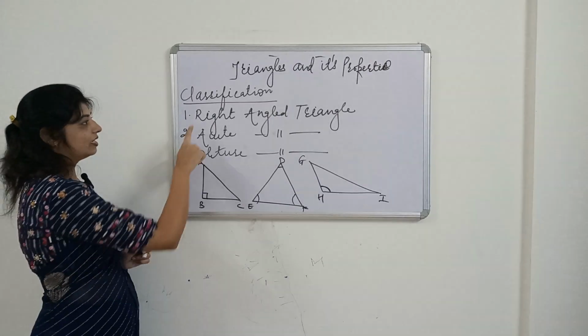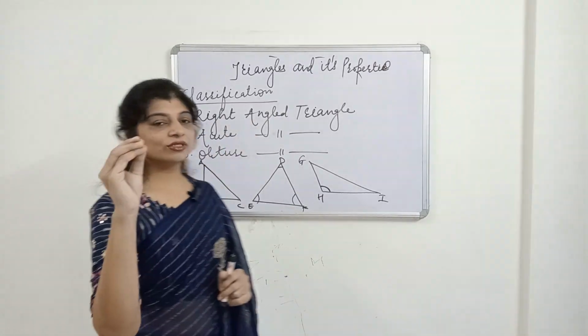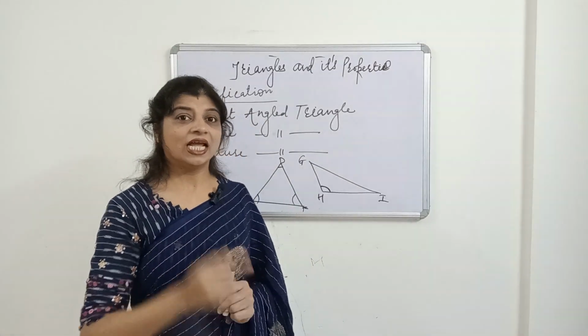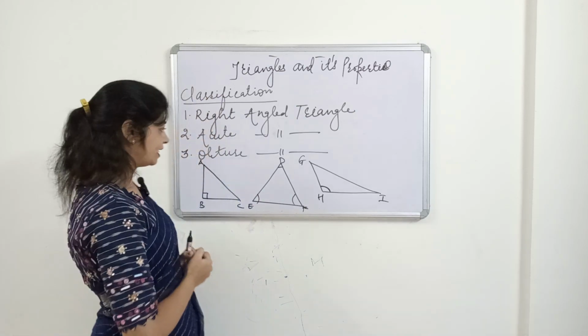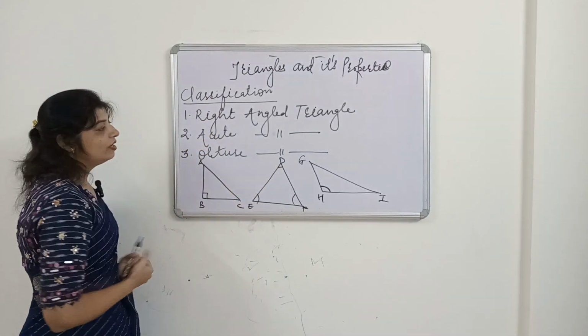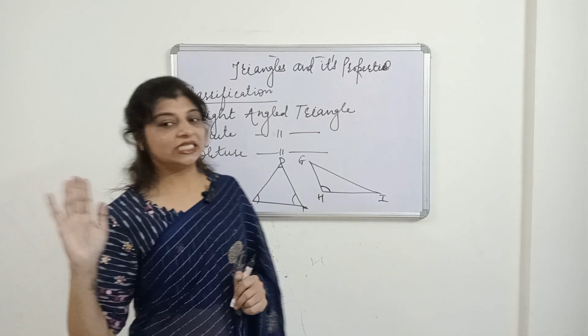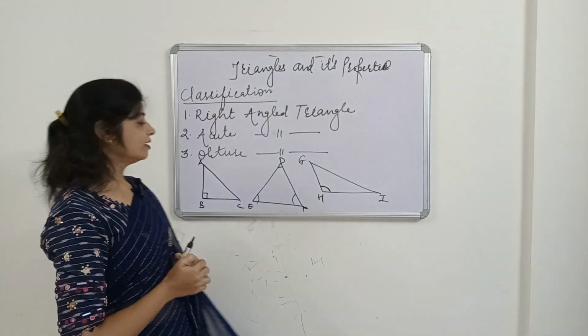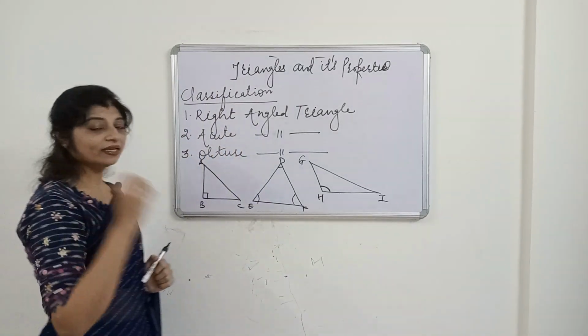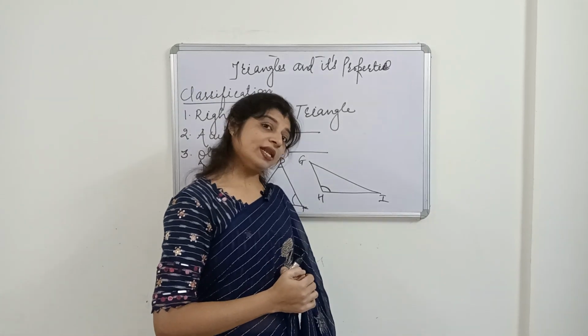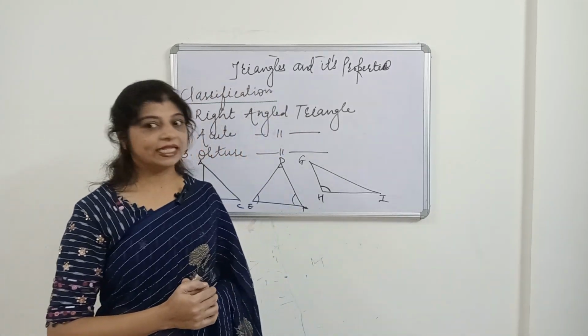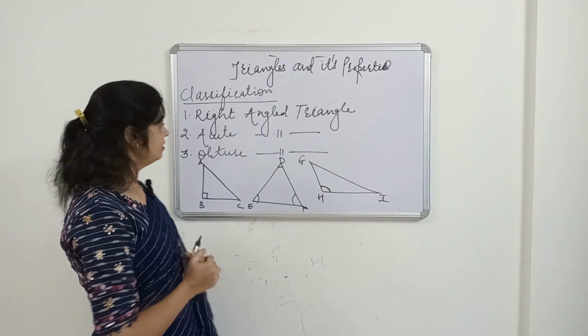I repeat, a right angled triangle means a triangle which has at least one angle measuring exactly 90 degrees. A triangle which has all the angles less than 90 degrees is an acute angled triangle. And a triangle which has any one angle greater than 90 degrees is an obtuse angled triangle.